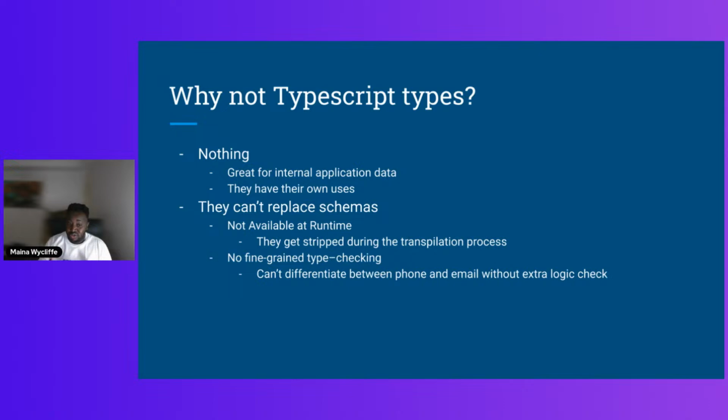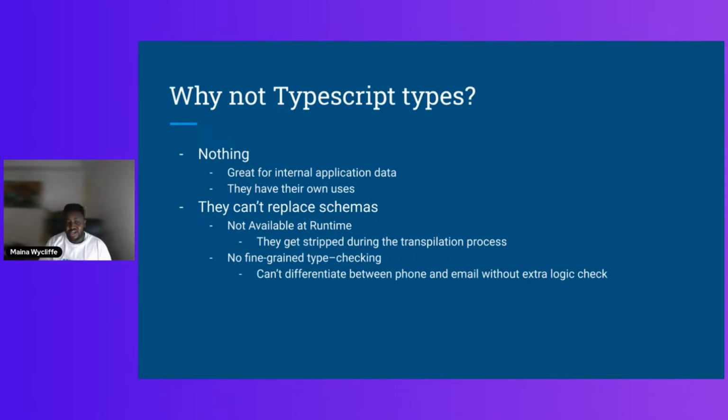However, they cannot replace schemas. What this means is that they are not available at runtime. As you know, whenever you do a build or compilation step, TypeScript removes all the types, and then you have JavaScript. That means that this important data defining the shape of our data within our application, the types, are not available at runtime for us to use and type check against. So we need to provide some guard rails in different ways.